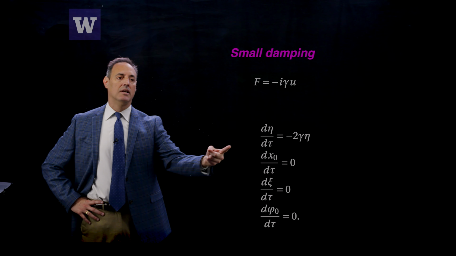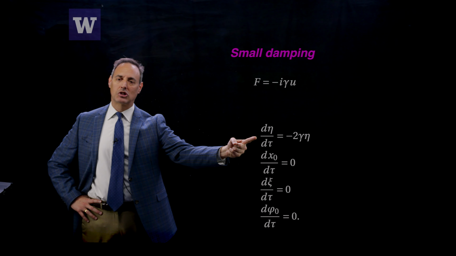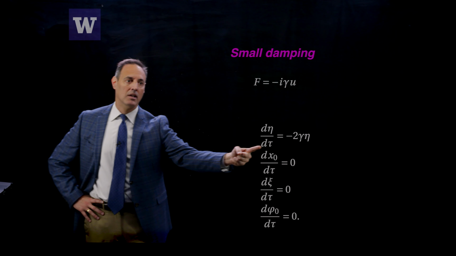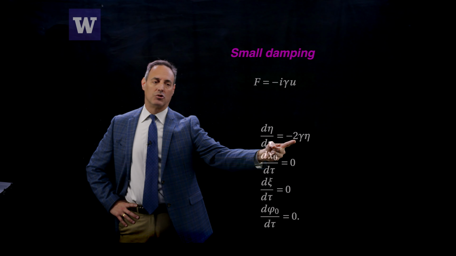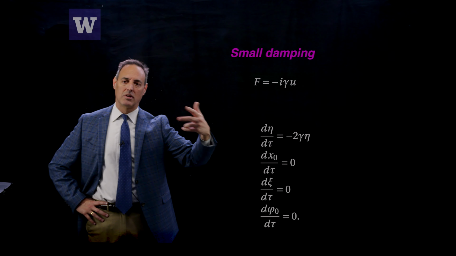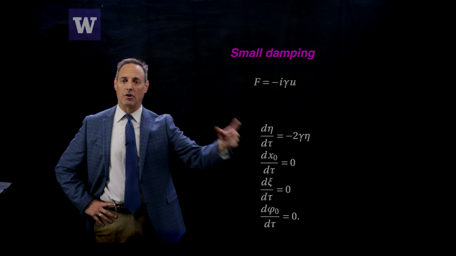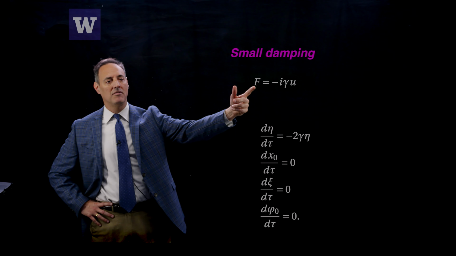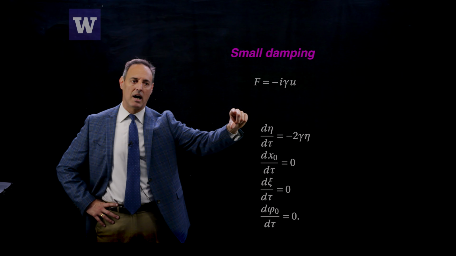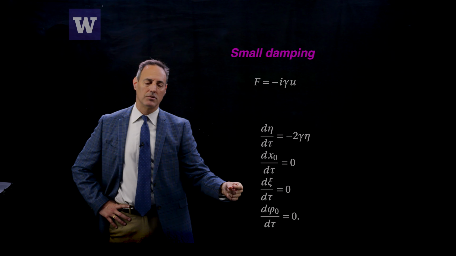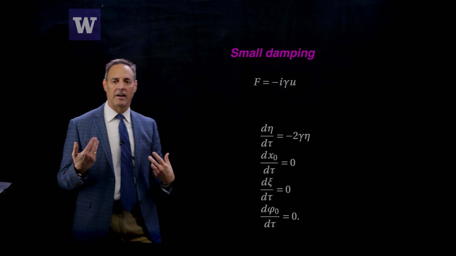Attenuation just says that the amplitude is slowly decaying. d eta d tau, so on some slow scale tau, it's minus 2 gamma eta. So you can write down the solution to this as just an exponential decay on a tau time scale. In other words, this exactly makes sense. If you have damping, the amplitude is just going to die. And notice what it does to the others. It doesn't shift the phase or frequency or position. It only affects the amplitude.